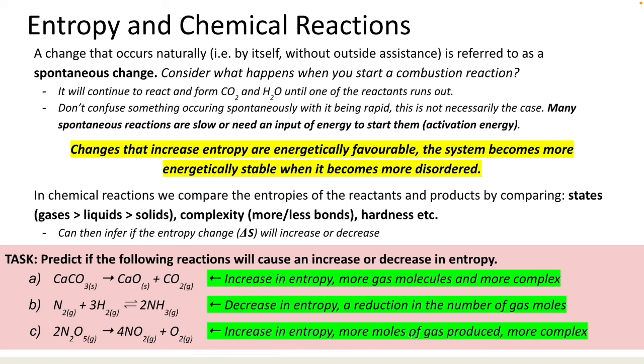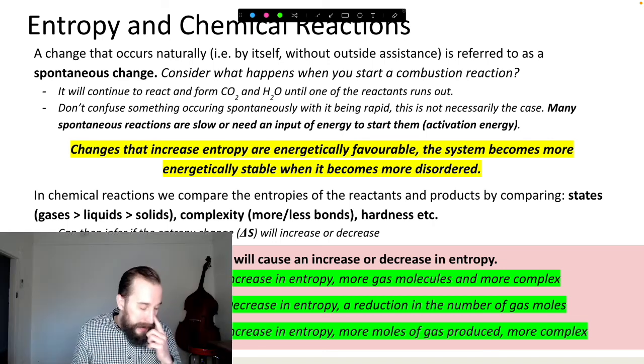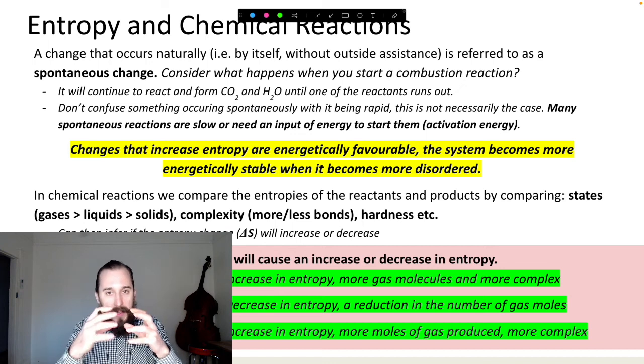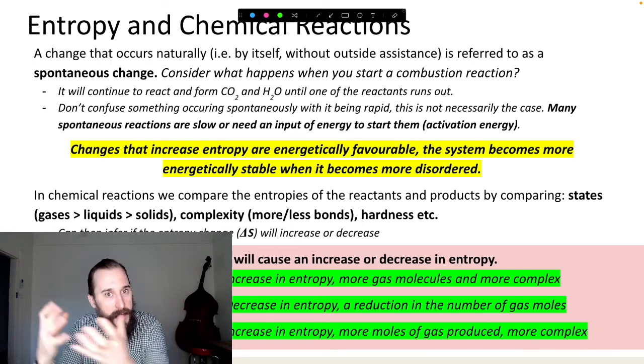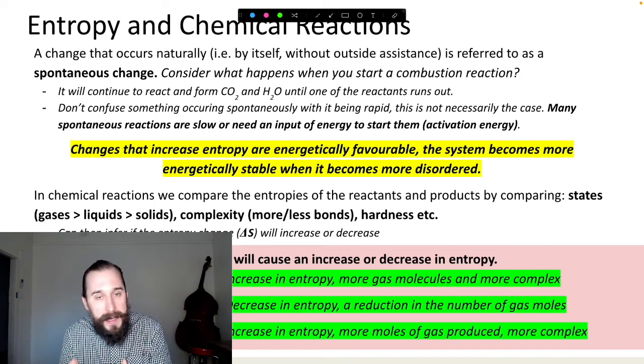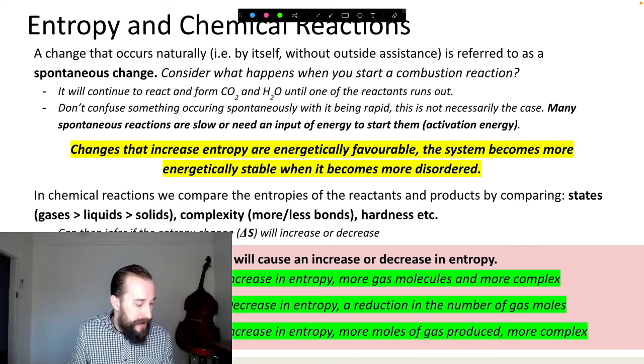And then the third one, we would predict an increase in entropy. Again, looking at the moles of gas that are produced. 2 gas moles on the left-hand side, for a total of 4 plus 1, for a total of 5 gas moles on the right-hand side. More complex, we're getting more molecules, 2 molecules to 5 molecules. You can look at the bonds in the molecules, you can look at the bonds between the molecules. The more bonds that are available, the more microstates they can exist in, the more disordered they will be.